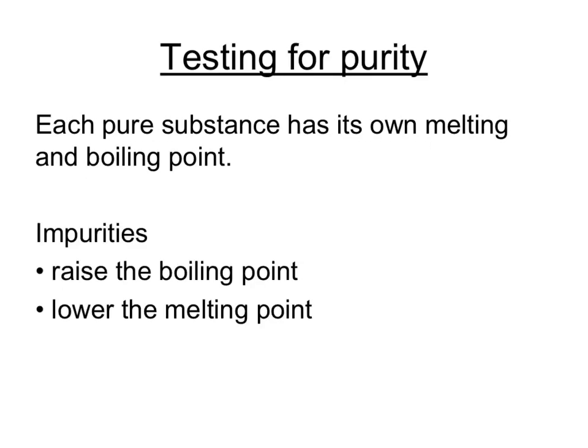Each pure substance has its own melting and boiling point, and these are easy to find in books or on the internet. If the substance does not have the same melting or boiling point as the published value, it means that there are impurities present, because impurities will raise the boiling point and lower the melting point.